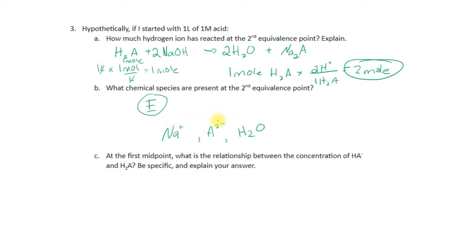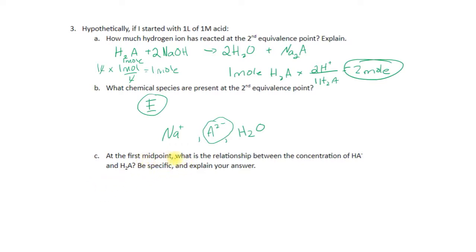The only thing that is going to influence the pH is this guy, or gal, whatever. This A2 minus is a weak base, so that means it's going to influence the pH a bit, which means our pH will not be neutral. The water and the Na don't have any influence on pH. So the A2 minus is what is going to dictate our pH at point E. And that's really what this question is getting you to realize. Just think about what's there.